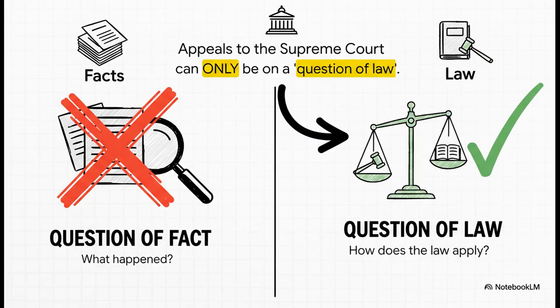Okay, this next part is absolutely critical to understanding how this all works. Appeals to the Supreme Court can only be on a question of law. What does that mean? It means the Supreme Court isn't there to reinvestigate the facts. They're not going to ask, what happened? That's the job of the NCLT and NCLAT. The Supreme Court's only job is to ask, was the law interpreted and applied correctly? It's a huge distinction, and it's what keeps the entire system from getting bogged down.